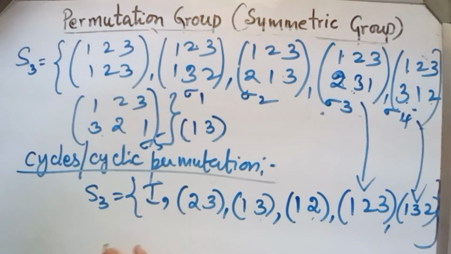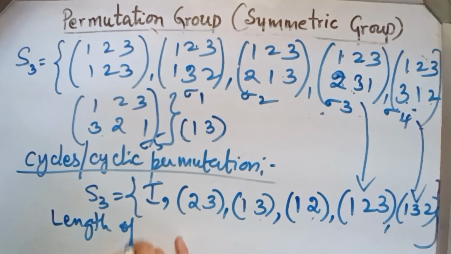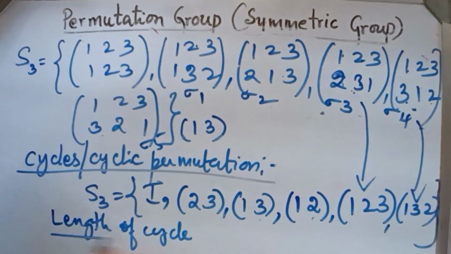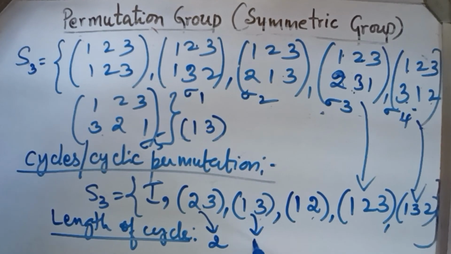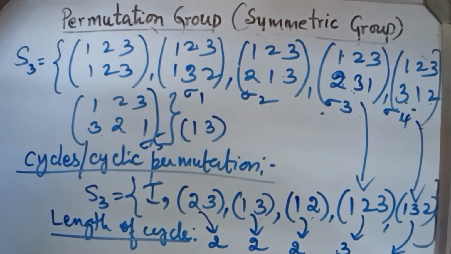Then you have to understand what is the length of a cycle. See, consider how many elements you have, that you have to count. Here the length of the cycle is 2. Here in this case the length of the cycle is 2. Here this is of length 3. This is of length 3.